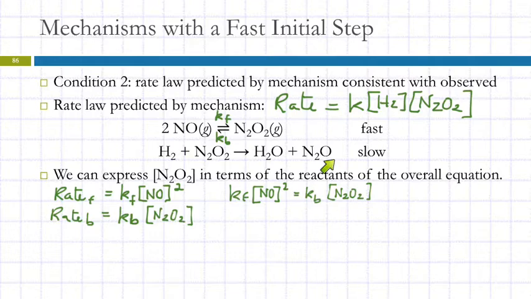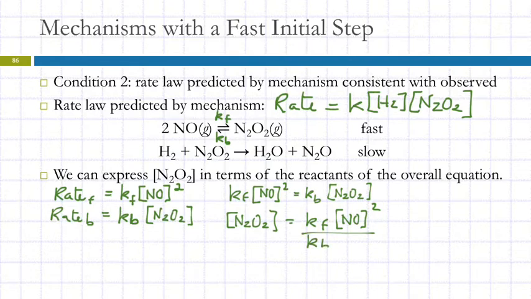So we can rearrange this equation, and we're going to solve for the concentration of N2O2 because we want to get that out of that rate law. So the concentration of N2O2 is equal to the forward rate constant times that reactant concentration squared divided by the reverse rate constant. Okay with that?